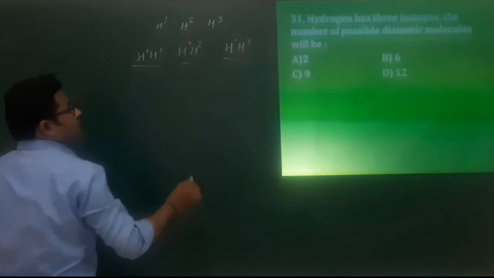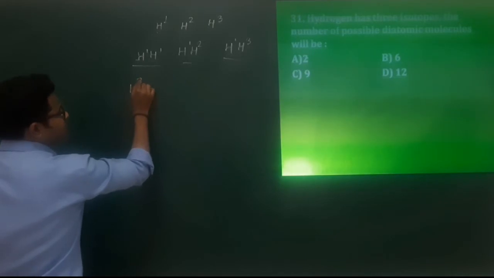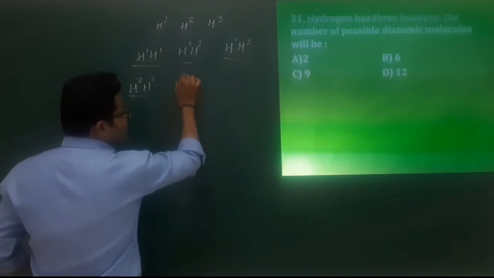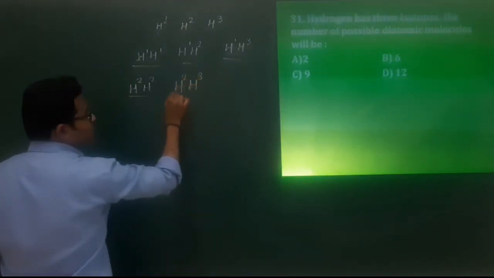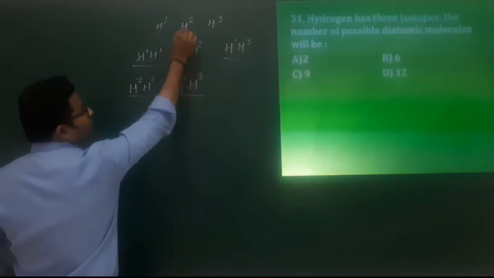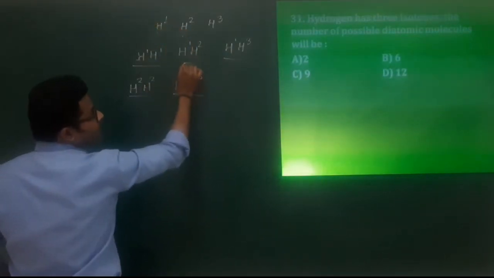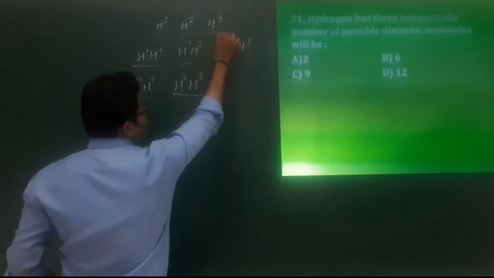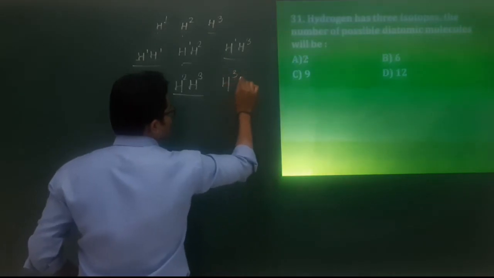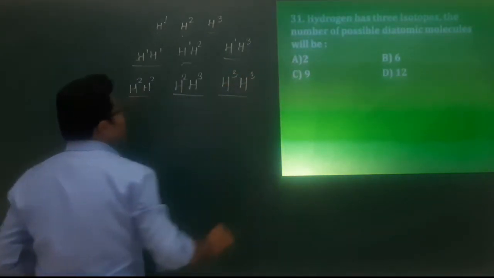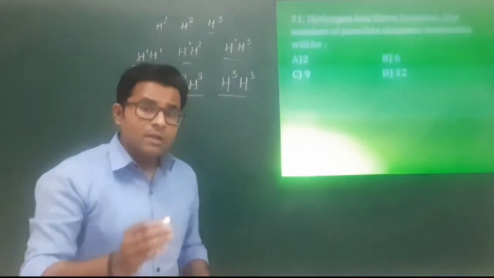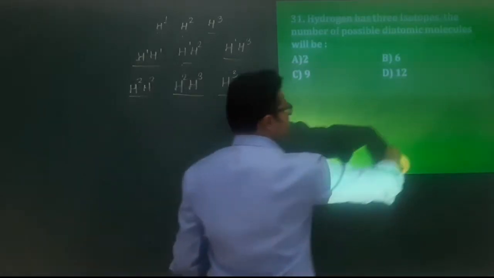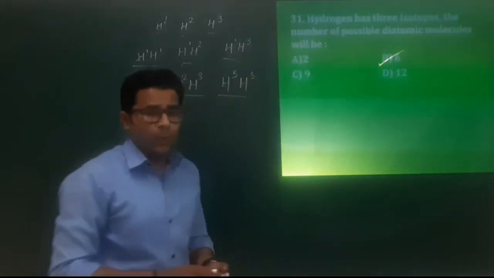Let's go with the second one, that is deuterium. Deuterium and deuterium is the next possibility. Deuterium and tritium is the next one. Deuterium and protium has already been mentioned, so we are not going with that. What remains is the last one with respect to tritium: tritium and tritium. So the number of molecules is 1, 2, 3, 4, 5 and 6. Therefore, option B is the correct one.